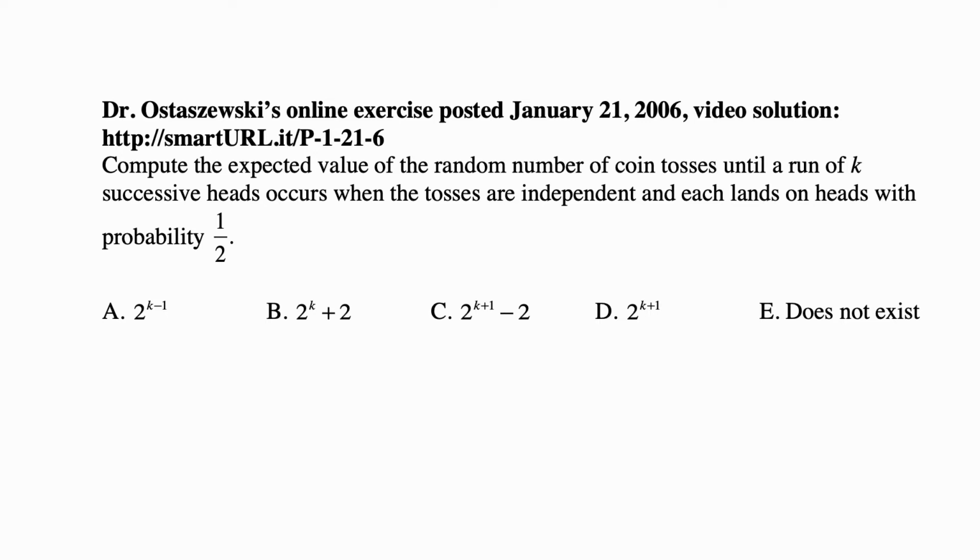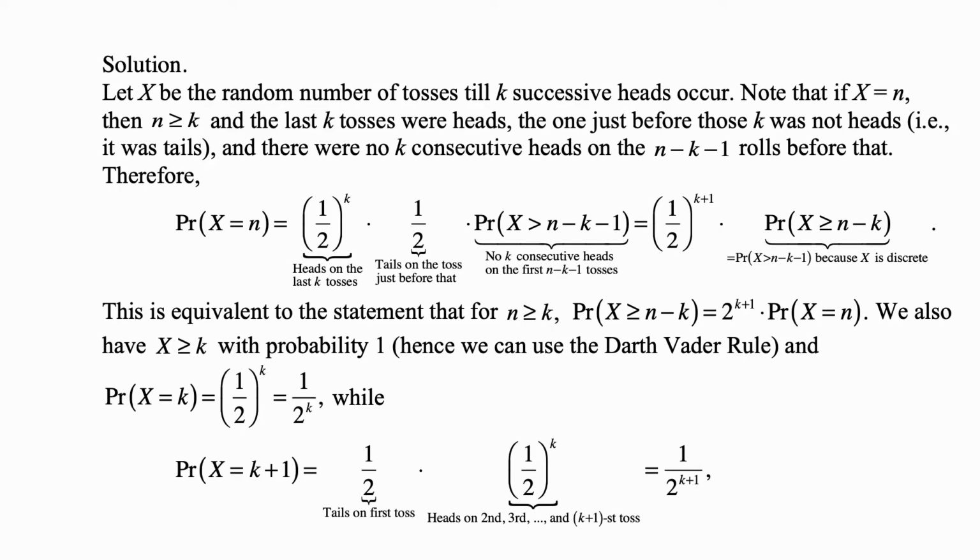Here's a problem for today for exam P on probability. Compute the expected value of the random number of coin tosses until a run of k successive heads occurs when the tosses are independent and each lands on heads with probability 1/2.